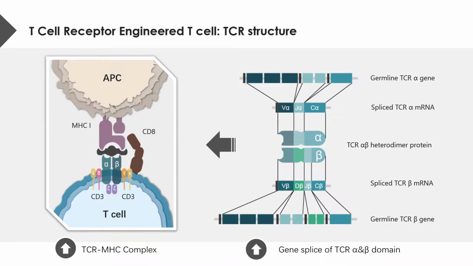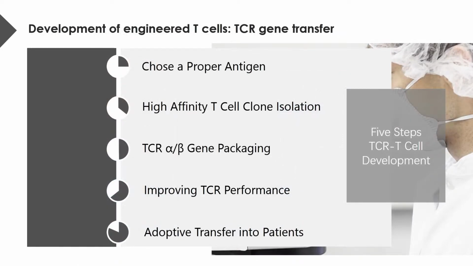TCR-T is a kind of T-cell whose receptor genes are genetically engineered to obtain higher anti-tumor affinity and tumor-killing efficacy. Generally, there are 5 steps to develop TCR-engineered T-cells. First of all, we must choose a proper antigen as the target of TCR-T cell. These antigens could be expressed tumor-associated antigens, or tumor-specific endogenous proteins. Then, a high-affinity T-cell clone must be isolated, and TCR alpha and beta genes should be cloned as well.